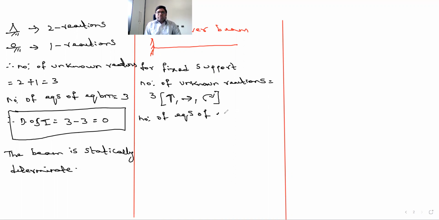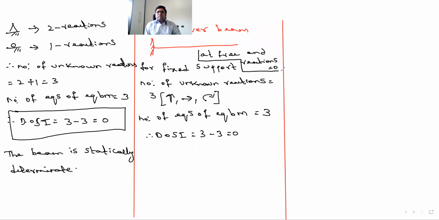Number of equations of equilibrium, this is common for every problem, is equal to 3. So therefore, degree of static indeterminacy is equal to, you need to write the formula, number of unknown reactions minus number of equations of equilibrium. So 3 minus 3, that is equal to 0. And here you can also say that at free end, reactions is equal to 0. Okay. So degree of static indeterminacy is 0. Therefore, beam is statically determinate.